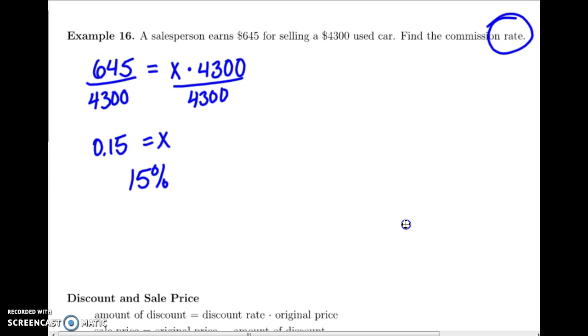The other way would be to set up your proportion. So again, it would be X over 100. So now it's our commission, $645, over the total sale. So often you'll see that the total ends up being the base.